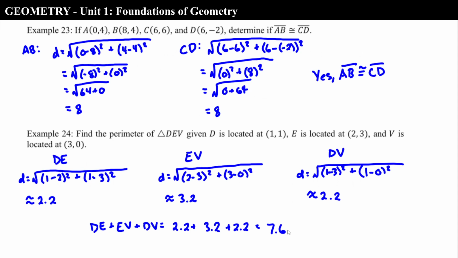Okay, so that concludes this section. It was a bit of a long section on segment relationships. The third section that's coming up will be on angle relationships. So we'll start talking about angles here in the next section.